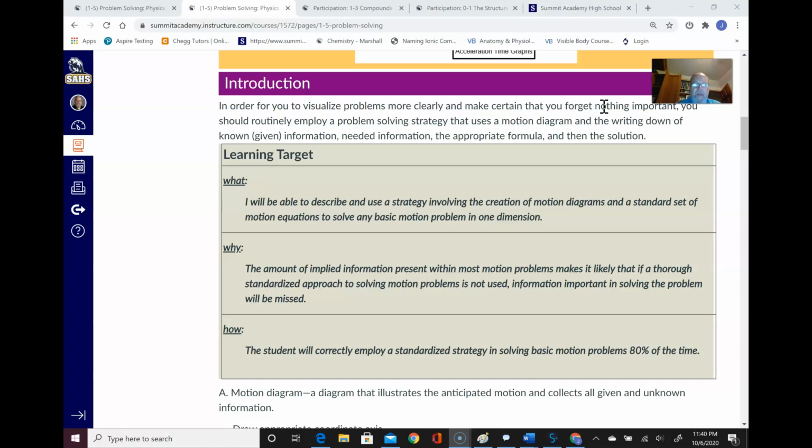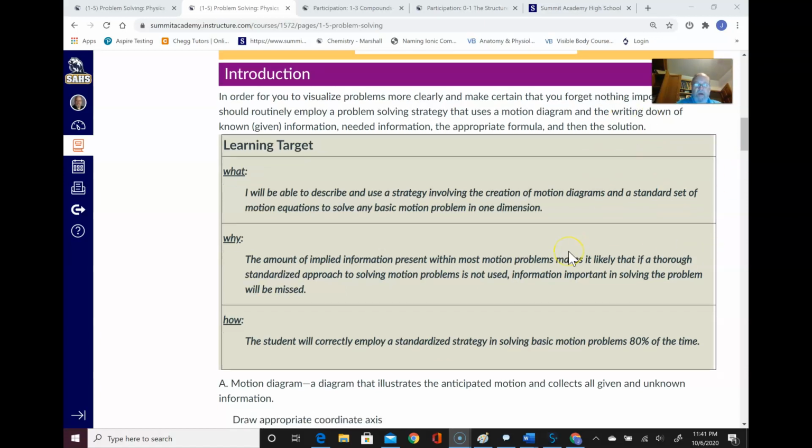And so the strategy involves using a motion diagram to collect this information, then writing this down so that we can see it in a list form, and that will help us to be able to figure out what formula to use, and then we perform the solution. So your target will be, I will be able to describe and use a strategy involving the creation of motion diagrams and a standard set of motion equations to solve any basic motion problem in one dimension.